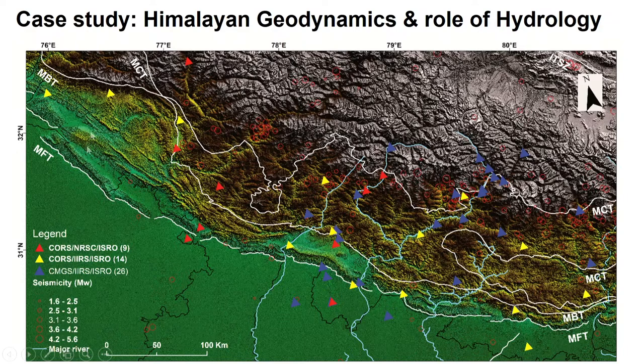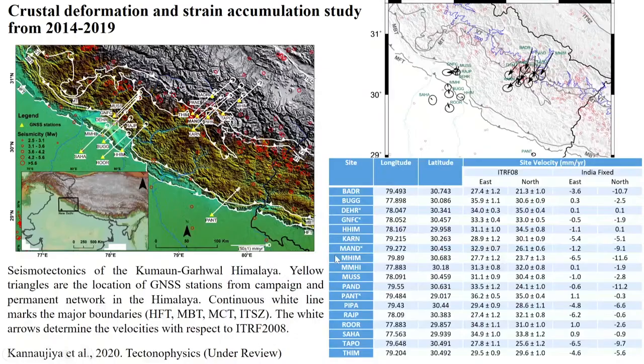And this is installed by us, IIRS, our ISRO, and there are some campaign stations as well as course stations. So of course, we can see it is mainly highlighted in red and yellow color, and this blue is representing the campaign stations. So these are some outputs.